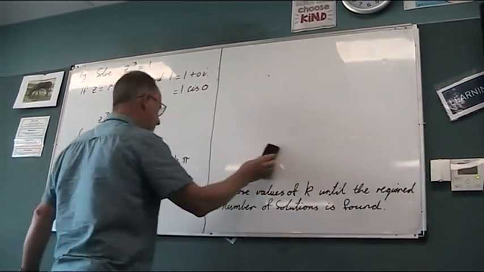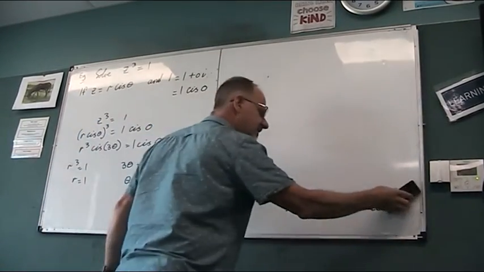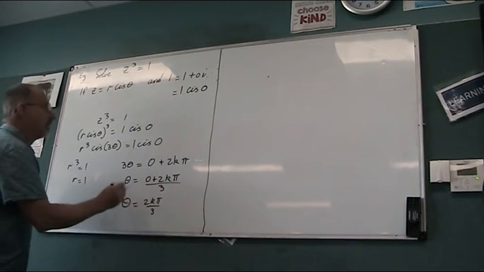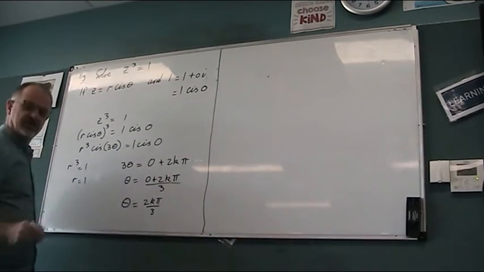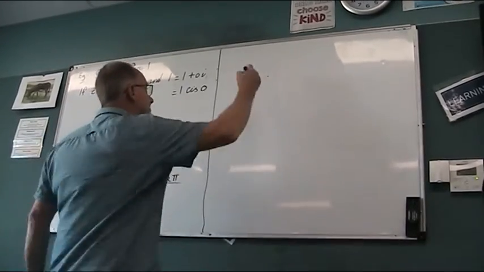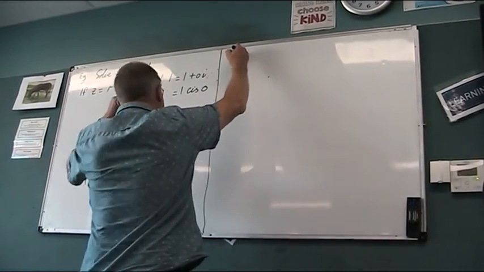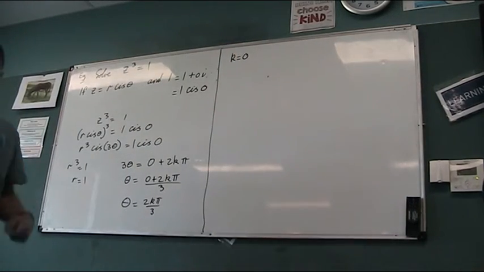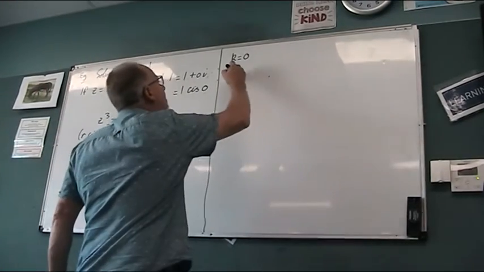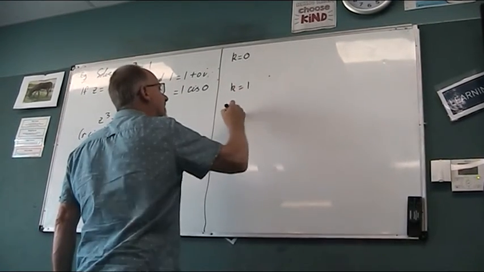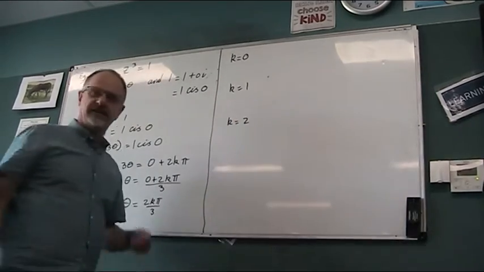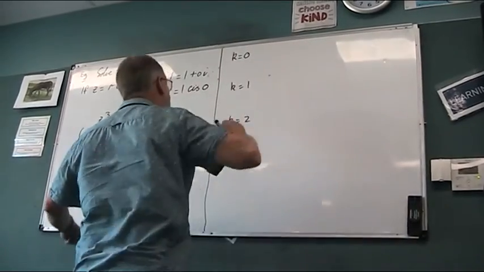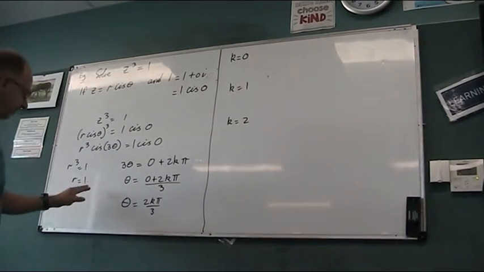So now the last bit we've got to do is choose values of k until we get the required number of solutions. Because it was a cubic up here, we need 3 solutions, so we choose 3 k values. Again, always make it easy for yourself: k equals 0, k equals 1, and k equals 2. Always go in a sequence. So the first one, when k is 0, actually I haven't put that together, have I, in the final.